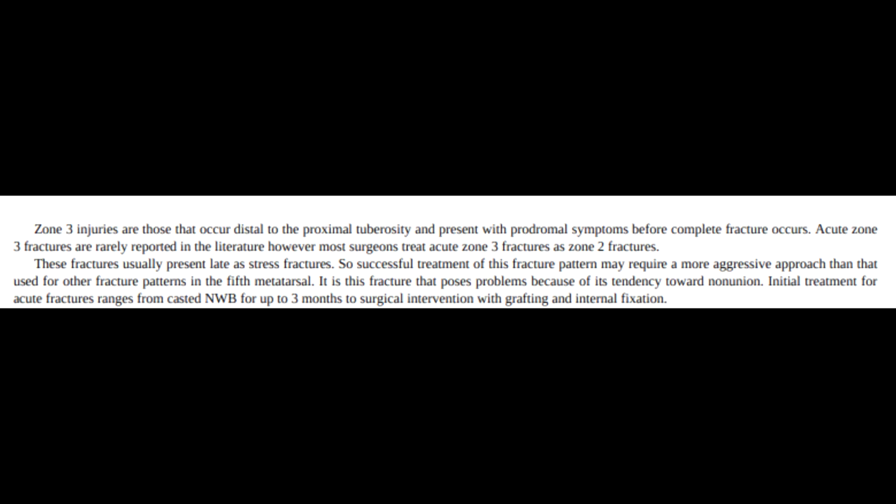Zone 3 fractures occur even more distally, beyond the proximal tuberosity, and often present as chronic stress injuries with prodromal symptoms long before a complete fracture. Acute Zone 3 fractures are rarely reported, but many surgeons treat them similarly to Zone 2 fractures. Because Zone 3 fractures have a strong tendency toward non-union, successful management usually requires a more aggressive approach, ranging from long periods, up to 3 months, of non-weight-bearing casting to surgical fixation with bone grafting and internal fixation.